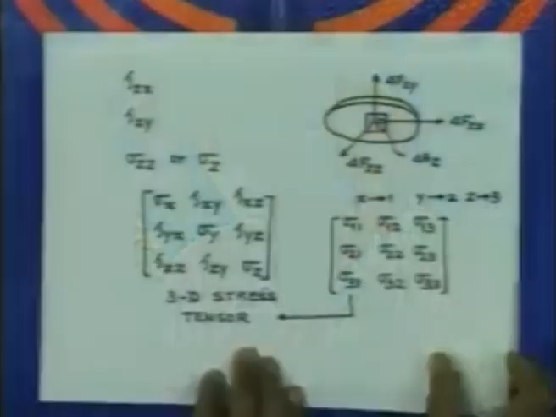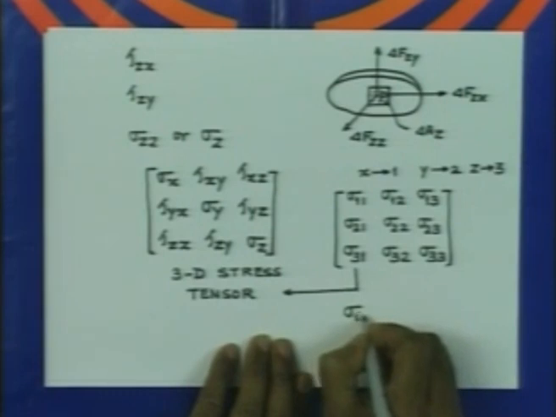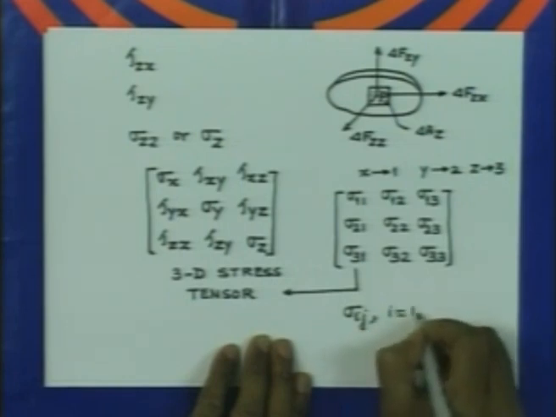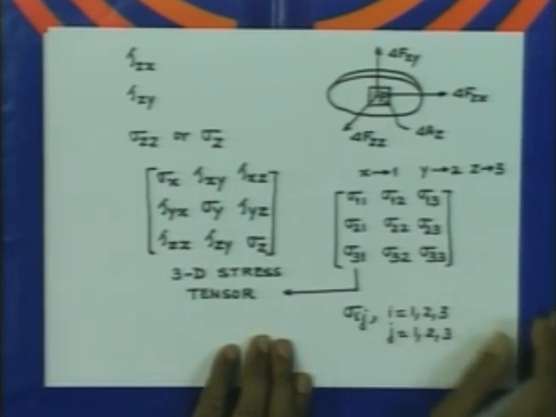In fact, by using tensor notation, we can indicate these stress components simply by sigma ij, with the implicit assumption that i takes up values 1, 2, 3, so also j takes up values 1, 2, 3.